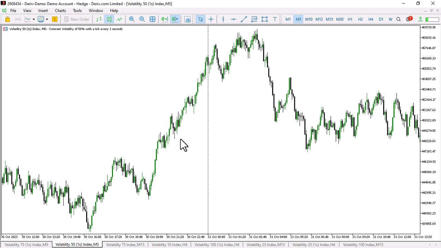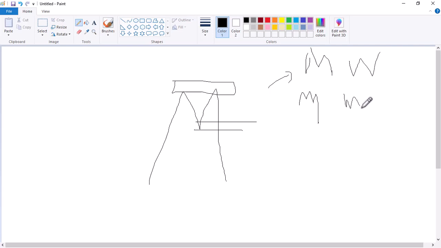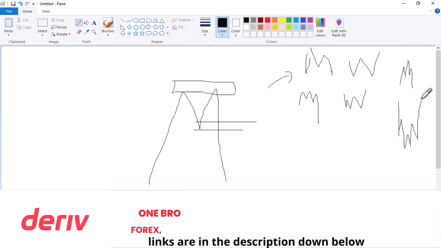So let's just go right into it and look at what we need to look out for when we talk about this breaker pattern. Right, so this is a typical breaker pattern. On any breaker pattern, you need to pay attention to three things. Number one is this anchor that you see here. An anchor can be an M pattern, a W pattern, a triple top pattern, a triple bottom pattern, or a head and shoulder pattern, or an inverted head and shoulder pattern like this.